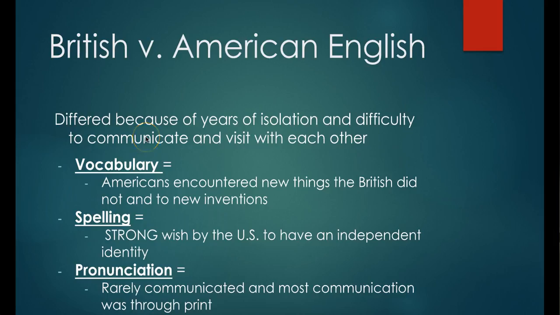Three ways that British and American English differ. These are ones we really need to know. They differ because of vocabulary. This is usually because in America we encountered new things that they had never seen in England or in Europe before. So we have the American buffalo. Is that a buffalo? Okay, or is that a bison? Is it the same thing that we saw over in Africa before? We're not sure, so now we're going to come up with different vocabulary for it.